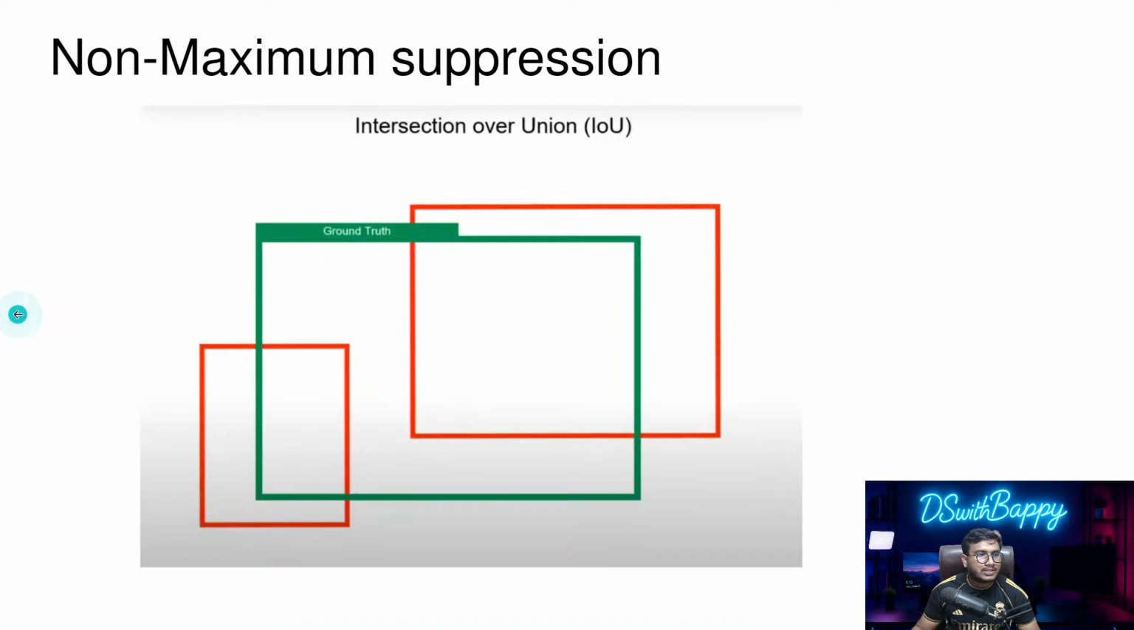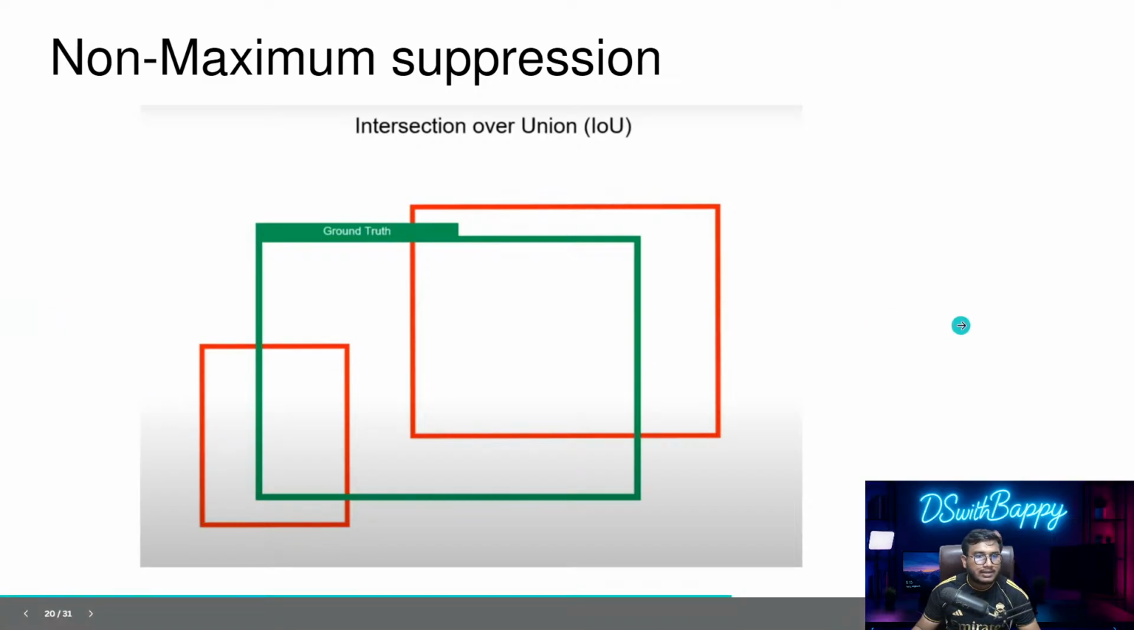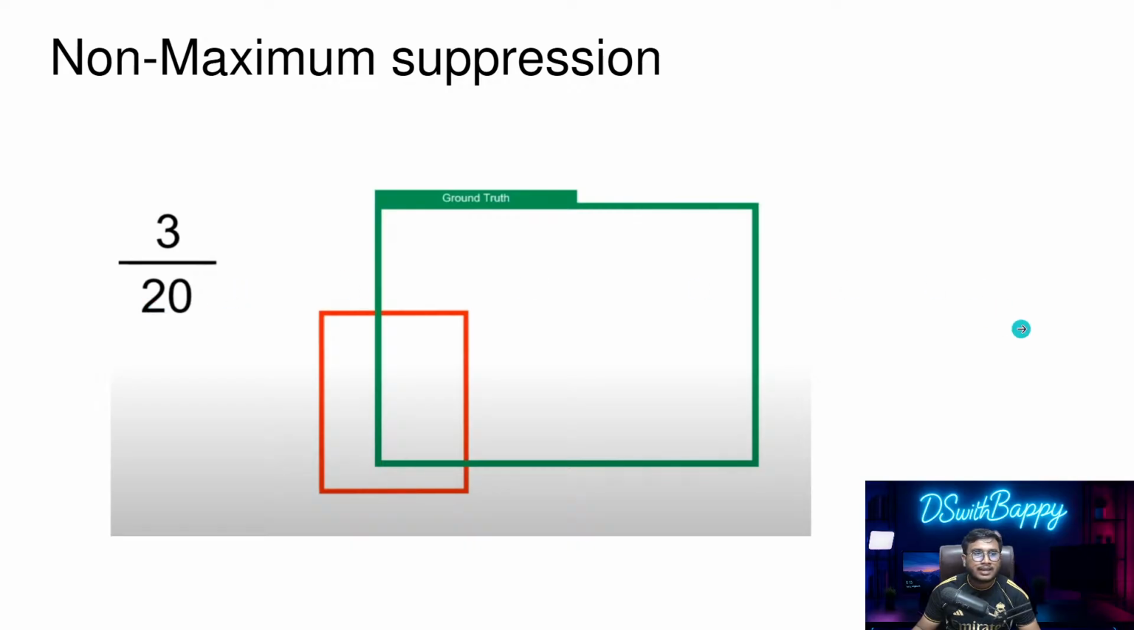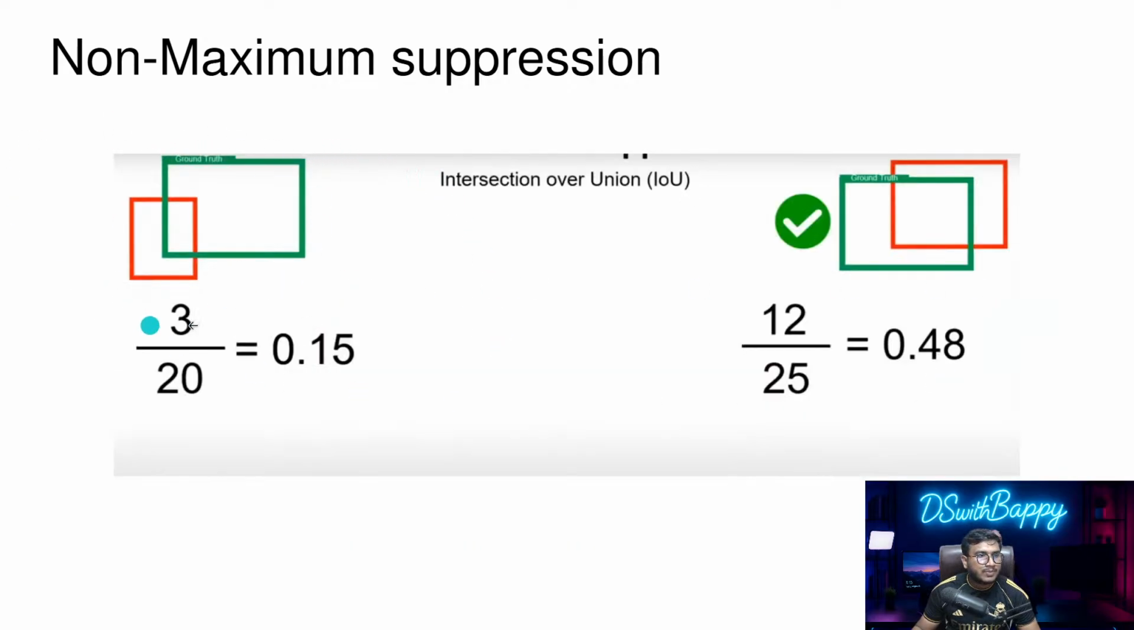Now similarly, we also need to do it for the small one. And now let's say we have done it for the small one also, and we got 3 divided by 20. Now if you see the small one and the big one, if you just calculate the number, which will have the more value, guys? Definitely 12 divided by 25 instead of 3 divided by 20. So this will have the more number, that means 0.48, and here you are getting 0.15.